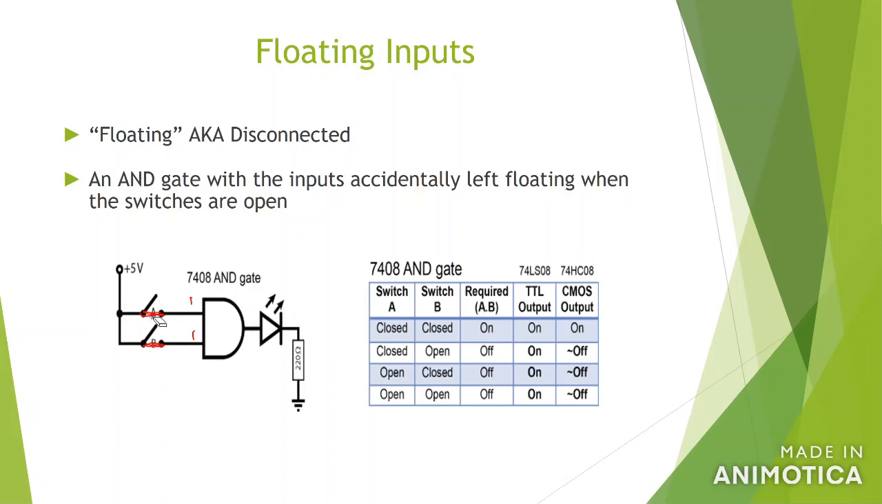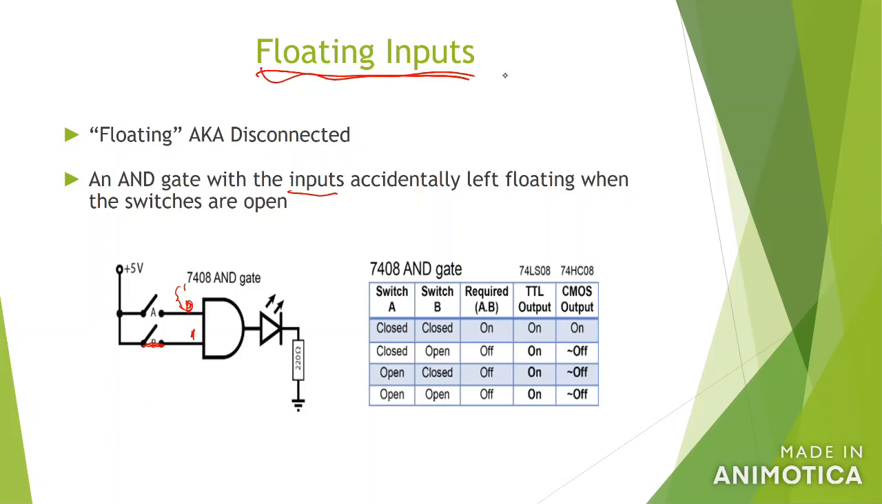If you open one switch but you still have another switch closed, that will create a problem. This one is okay, you have 1, but for this one we have a floating input. Floating input means the input doesn't connect to anything. So we don't know whether it's 0 or 1, because it's floating. It doesn't connect to the power, and it doesn't connect to the ground either. This kind of problem is called floating inputs.